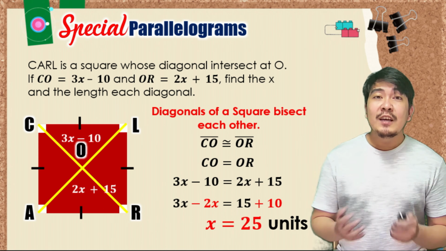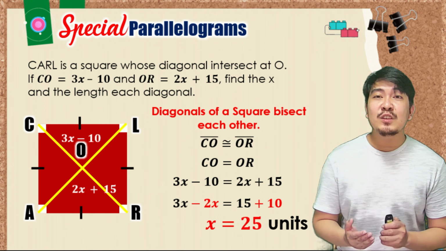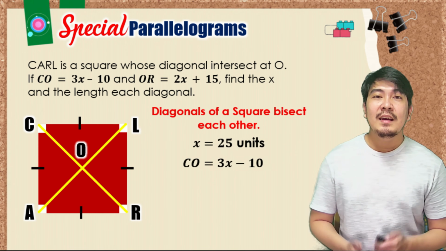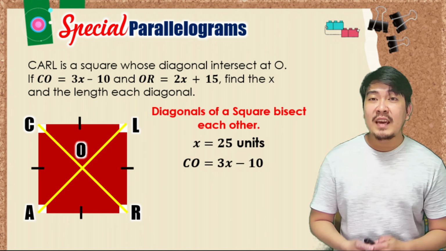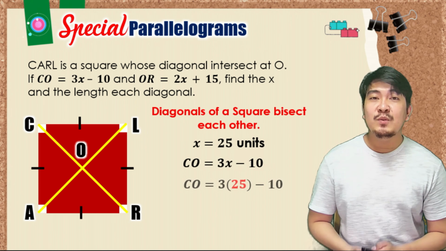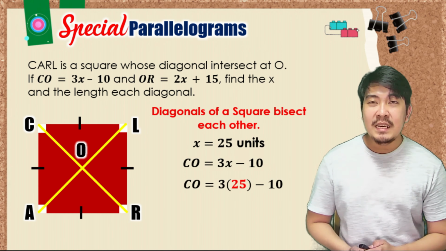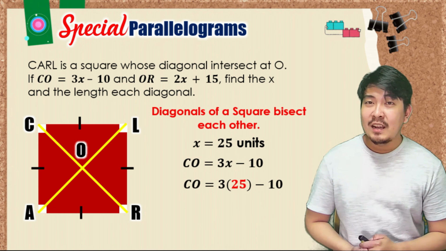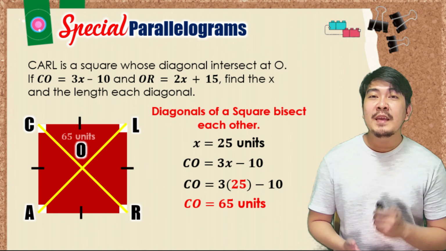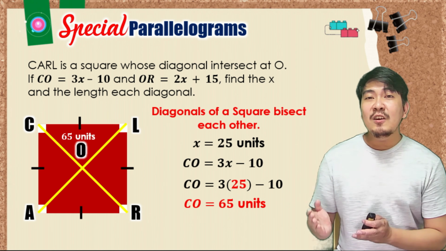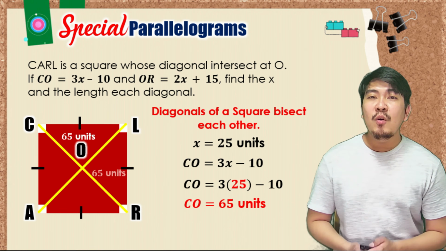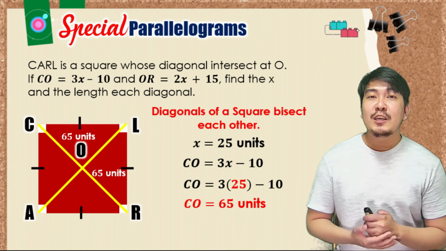So therefore, to get the length of CO, we just need to substitute the value of x. CO is equal to 3x minus 10, that came from our given. Substituting the value of x, which is 25, that will become 3 times 25 minus 10. Simplifying, we now have the length of CO, which is equal to 65 units. Since CO and OR are congruent, or they do have the same measure, OR is also 65 units.